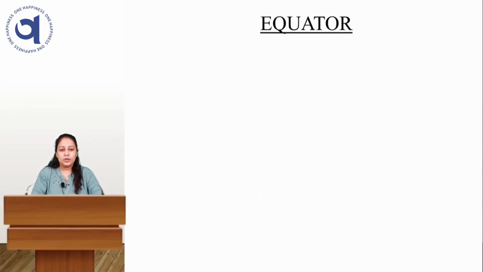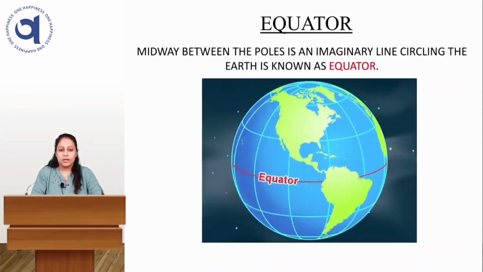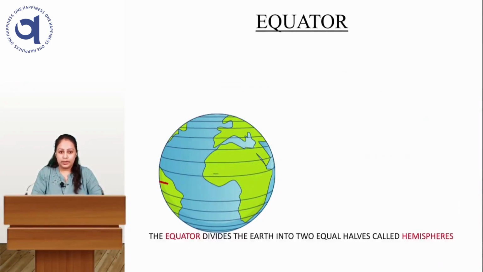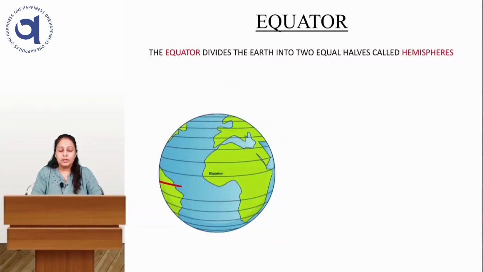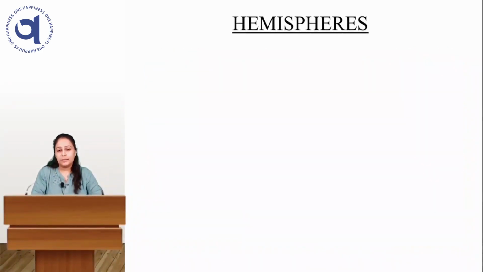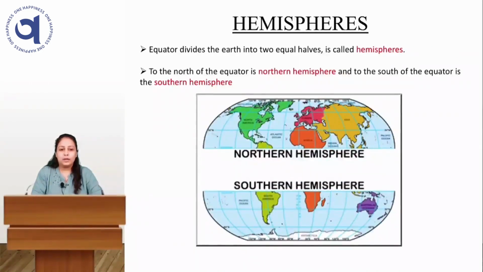Now, let us learn about equator. What is equator? Midway between the 2 poles, that is midway between the North Pole and South Pole, one imaginary line is circling our Earth, and that is known as equator. As you can see, this is equator. The equator divides our Earth into 2 equal halves, and these are known as hemispheres. Now what are hemispheres? The equator divides our earth into 2 equal halves, and that is called hemisphere.